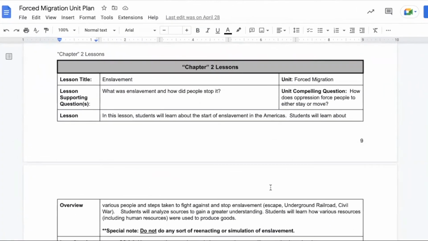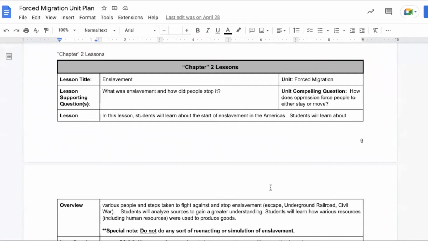Chapter 2 is entitled Enslavement. It is important that we use the term enslavement instead of slavery. Enslavement means these people were forced into it, and it puts the blame on the people who did the enslaving, not the people who were forced into it. We would also say enslaved person, not slave, and you could say enslaver rather than slave owner.